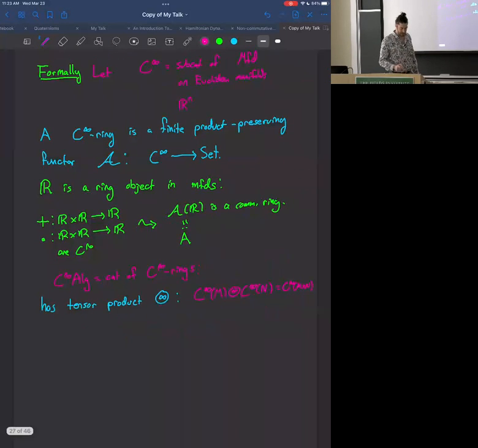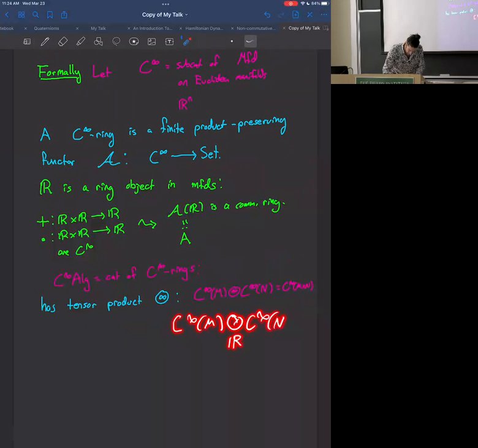So we have a category of C-infinity rings, and there's a tensor product. It's the coproduct, and it has the condition that if I take the tensor product of smooth functions on a manifold with another, I get smooth functions on the product. So recall, if I take smooth functions on M and I just tensor over R, this is definitely not equal to smooth functions on M cross N. But this works if I take the C-infinity tensor product.